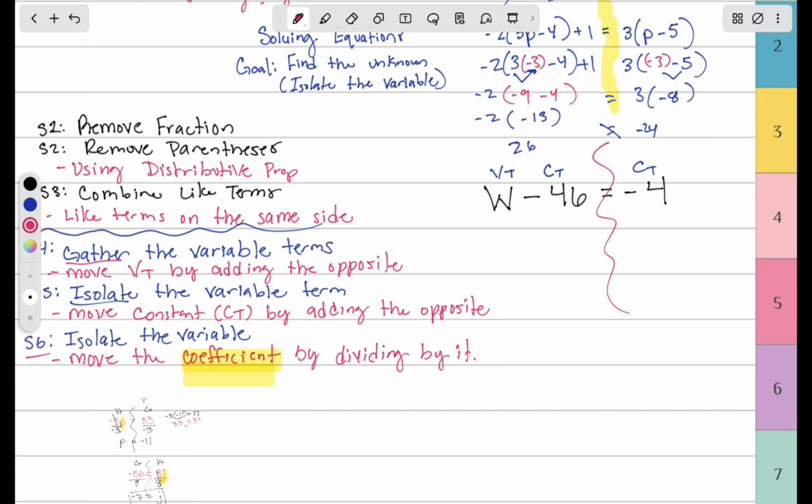Gathering means you've got variable terms on this side and variable terms on that side. That means you need to get them together. You don't have one variable term, so you can't gather nothing. So we can't do rule 4. All right? So we move on.